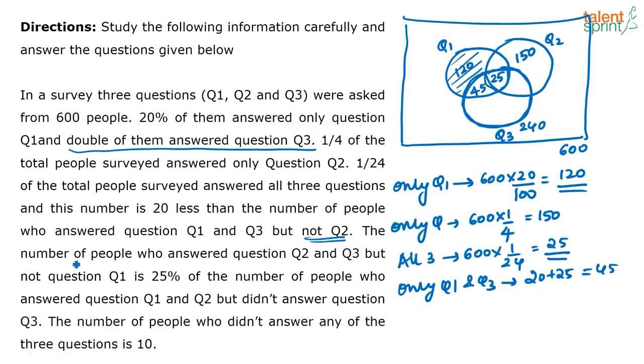Then the number of people who answered the question Q2 and Q3 but not Q1 is 25% of the number of people who answered question Q1 and Q2 but didn't answer the question Q3.